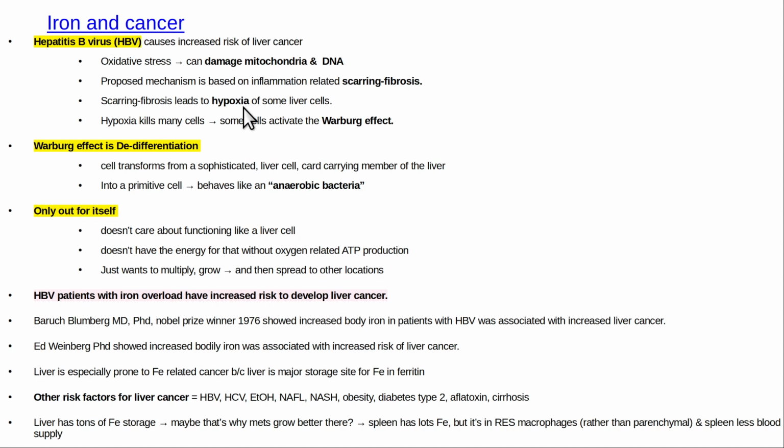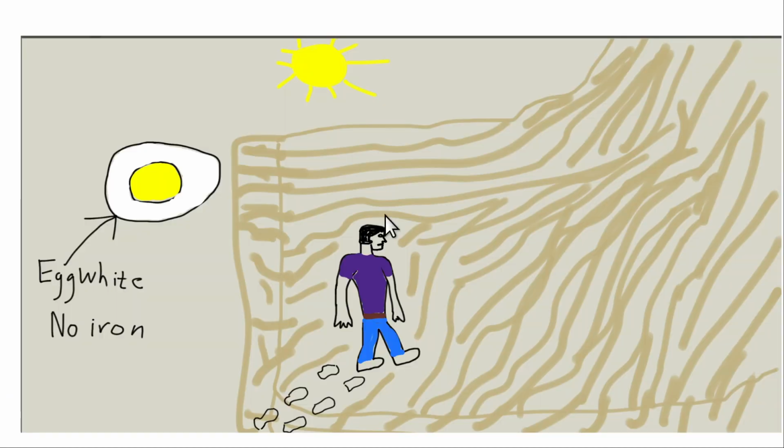Cancer dedifferentiates and becomes somewhat like an anaerobic bacteria. It just wants to grow and it needs iron to grow. So lowering iron has been shown to lower the risk of liver cancer. Baruch Blumberg here won a Nobel Prize showing that increased body iron increased liver cancer, and there are other related papers on that subject. We talked about how bacteria need iron to grow.